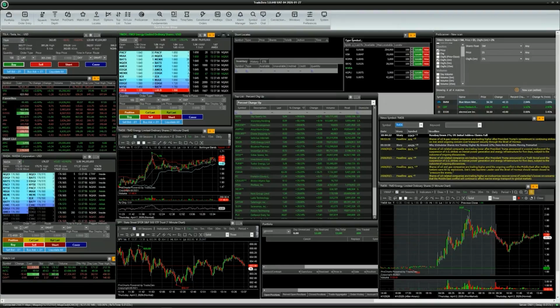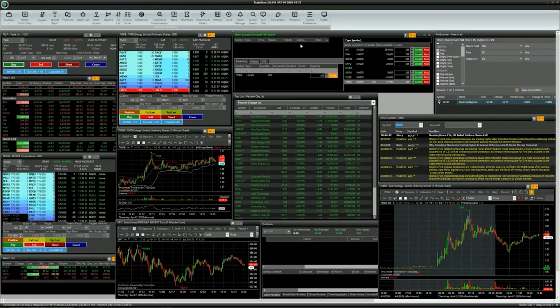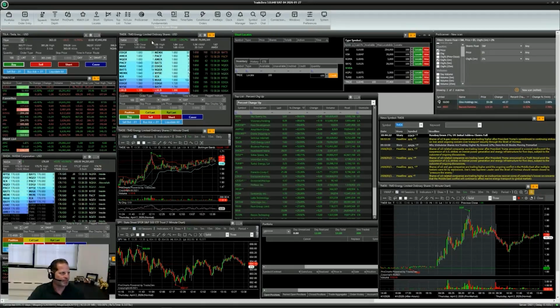So what I'm going to do is type TMDE into my locates window. I can click the locate button and it's going to come back with a price. You see it's 0.0045 per share. And what I'm going to do right now is accept it. And notice a few things have happened, right? First off, the little red LR is now showing a green 100 of 100. That means that I have 100 shares available to short of a total of 100 that have been located.